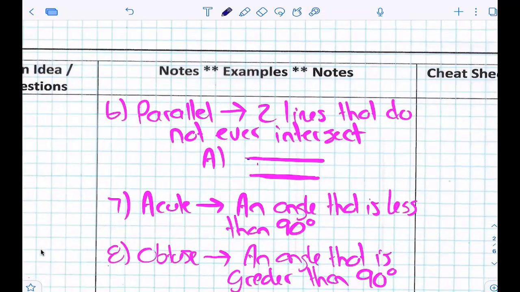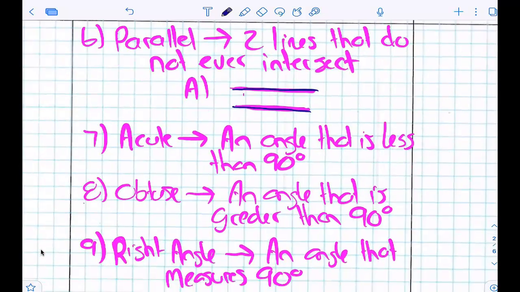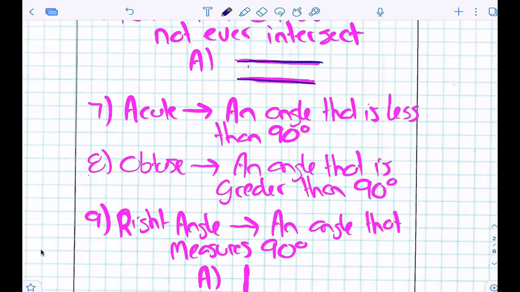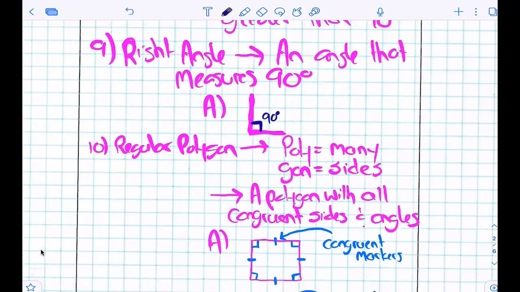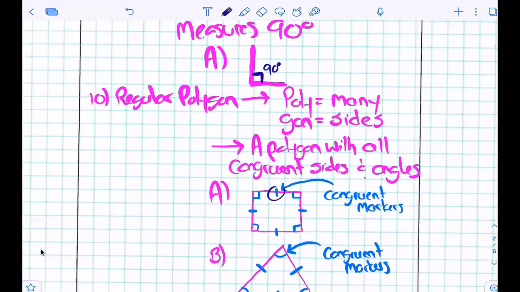Parallel means that the lines will never intersect. Acute means the angle is less than. Obtuse means an angle is. A right angle means it has what measurement? 90 degrees. Regular polygon has all the same side lengths, right?